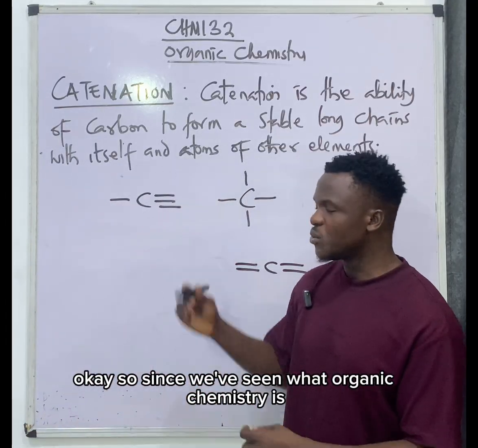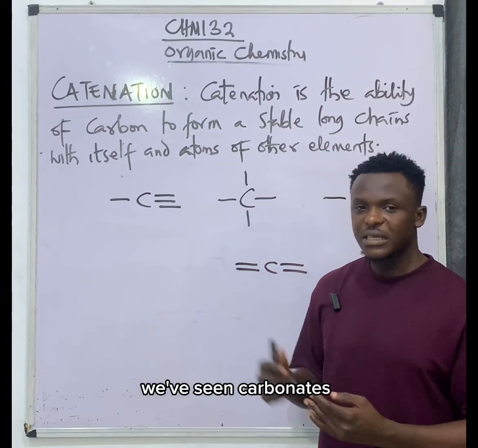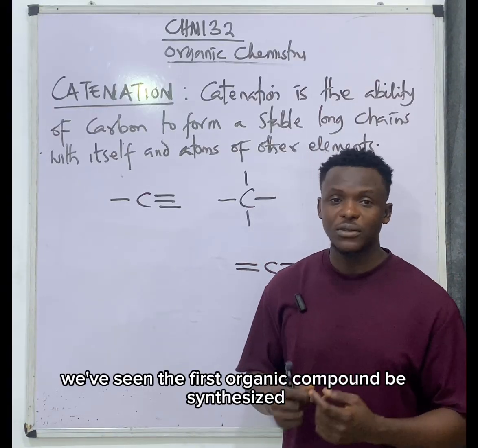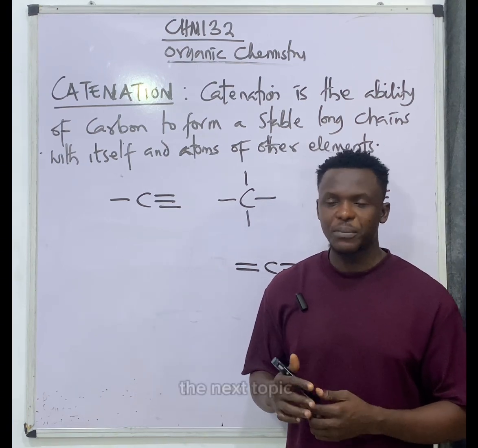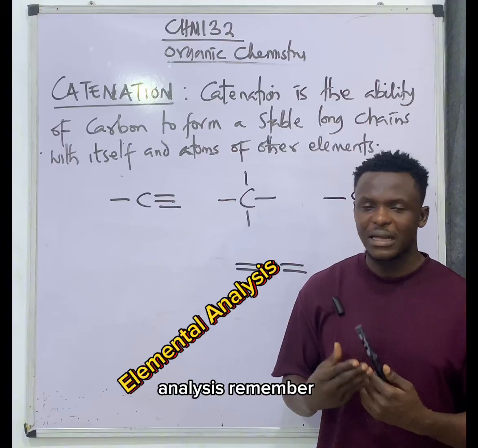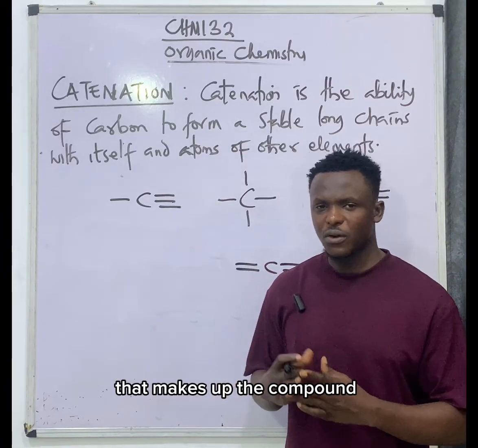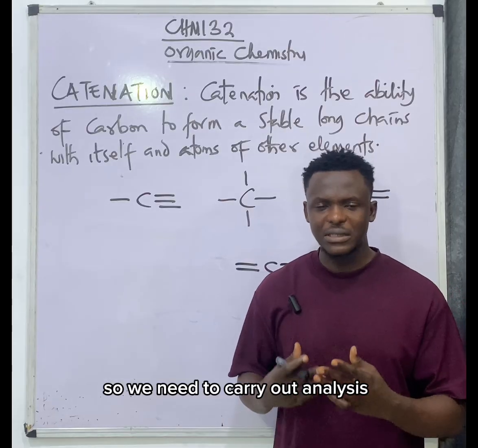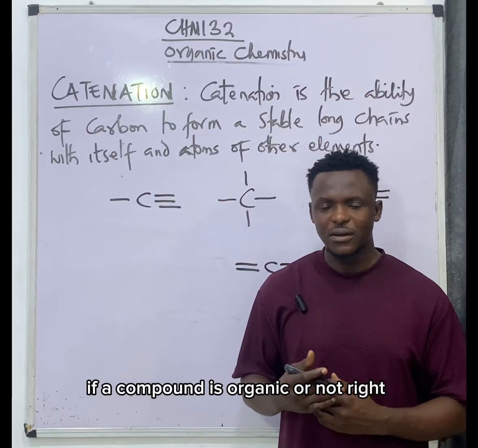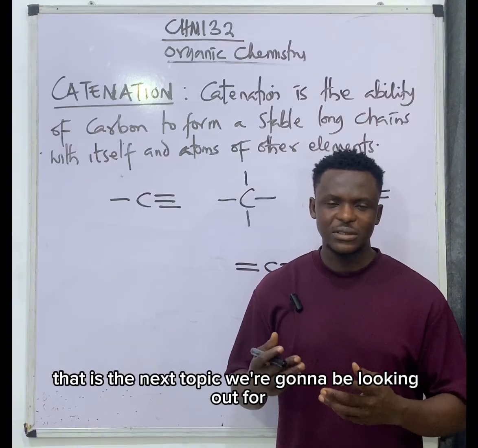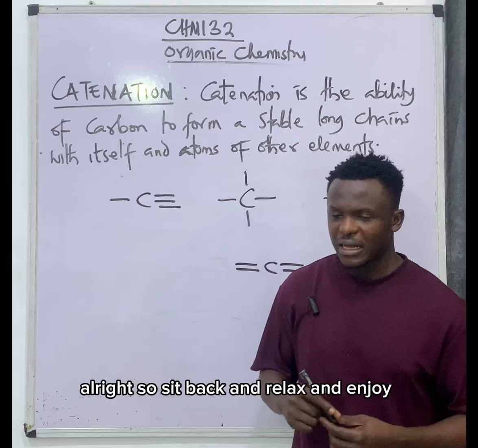Okay, so since we've seen what organic chemistry is, what an organic compound is, the first organic compound to be synthesized, and catenation, the next topic we are going to be looking at is elemental analysis. Remember, organic compounds contain elements that make up the compound. So we need to carry out analysis to be able to ascertain if a compound is organic or not, right? So that is the next topic we are going to be looking at. All right, so sit back and relax and enjoy.